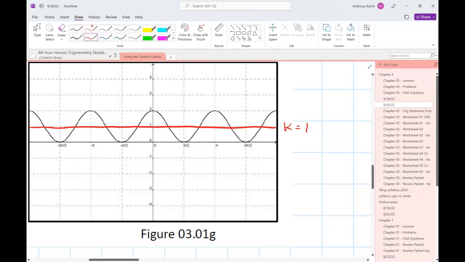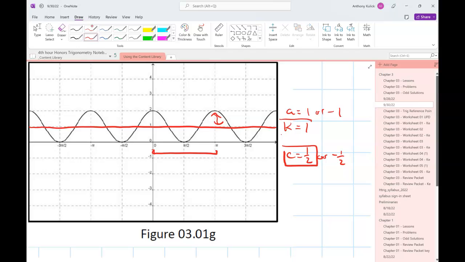K is 1, right? A is 1 or negative 1. C is a half, or negative a half, but I'm always going to pick my C to be positive. Is everybody okay with how I've scooted through those three values already?